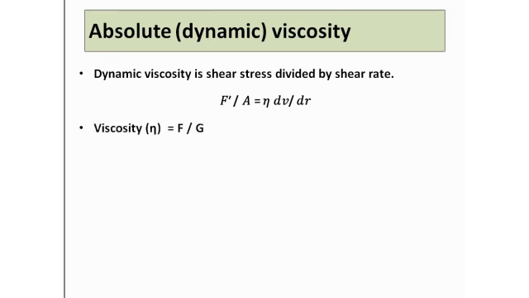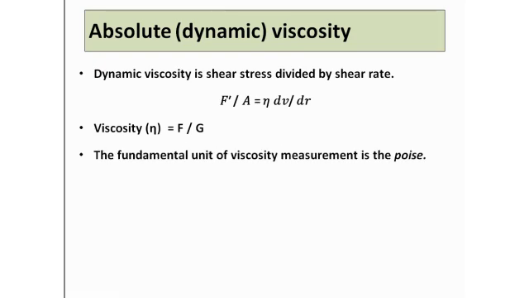So we all know that viscosity is equal to the shear stress divided by shear rate. Clear? This is the shear rate, nothing else. dV by dr we have already discussed, it is the shear rate. So dynamic viscosity, eta, is equal to F by A, the shear stress divided by shear rate, right? So the fundamental unit of viscosity is the poise. It is the unit of viscosity.